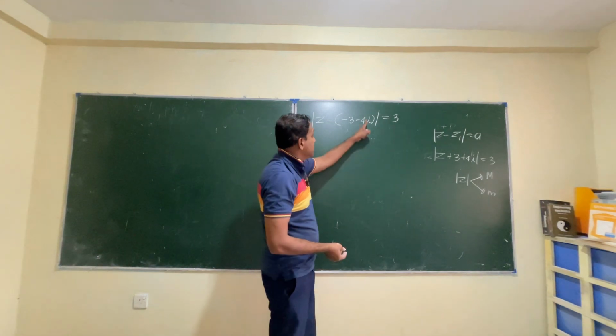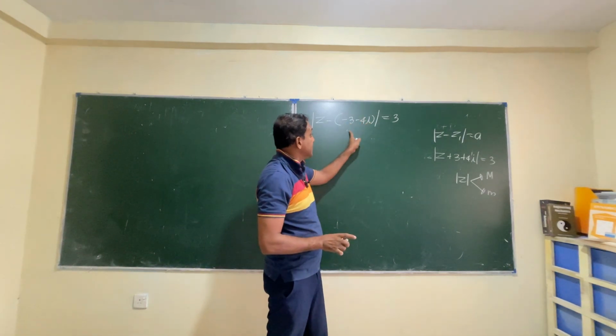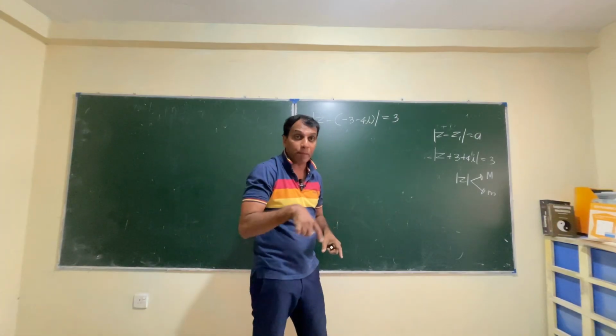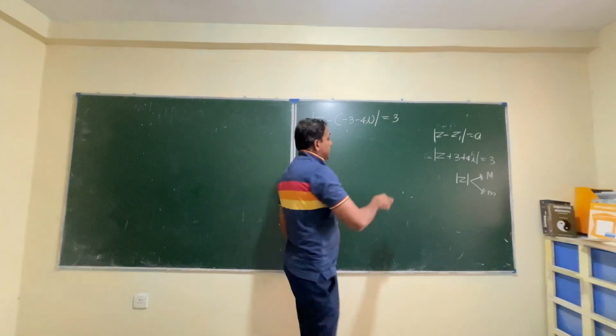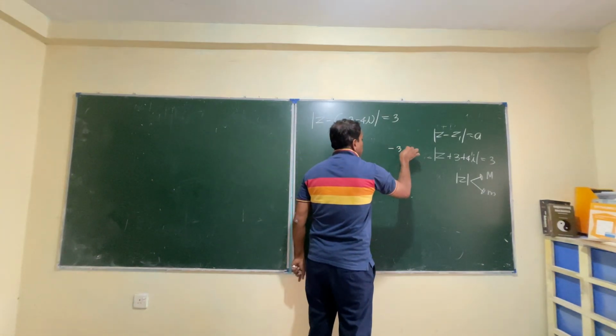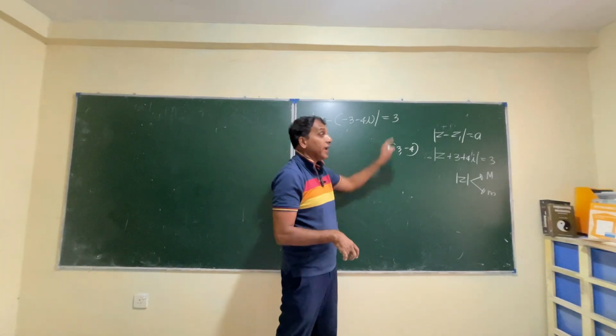Compare this. This is center, radius 3, complex number circle. So you know this means minus 3 comma minus 4 is the center of the circle and the radius is 3.